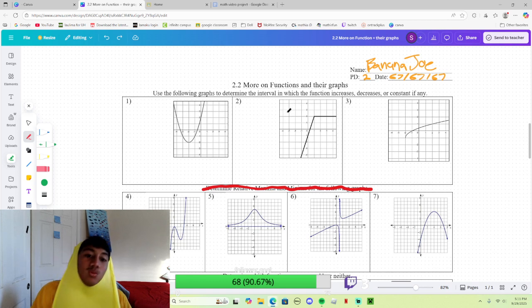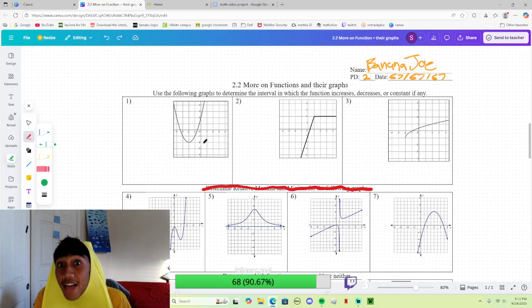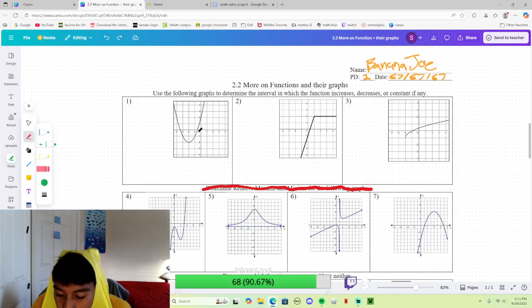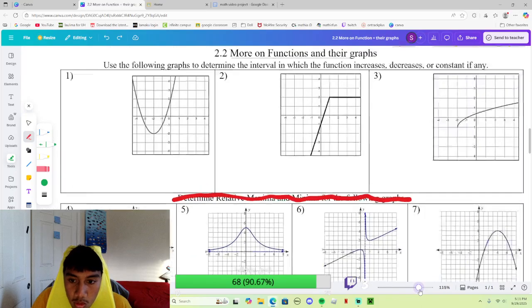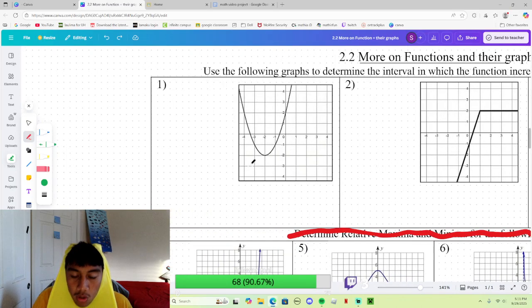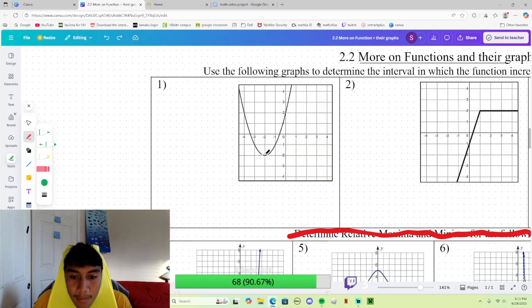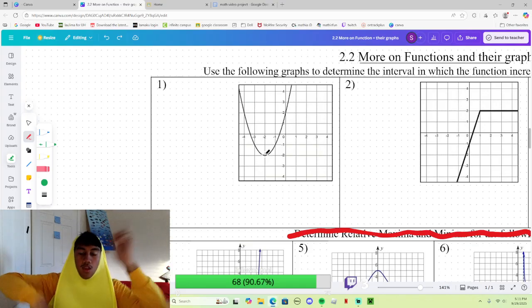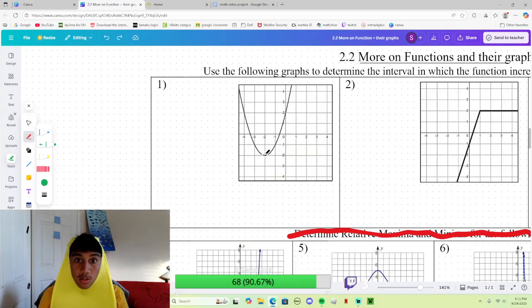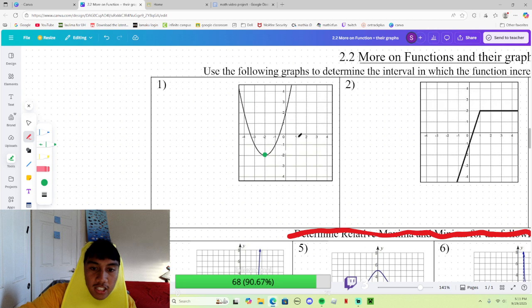To determine the interval in which the function decreases, increases, or remains constant, we want to take a look at the graph. And so here we have this nice parabola. I'll zoom in a little more. So we want to determine what intervals make this graph increase, decrease, or remain constant. What that means is what makes the graph go up and down, and which parts does it go up and down? I'll explain right now. We want to determine when there's a change. So we'll plot a point in which the graph changes from one direction to another direction.